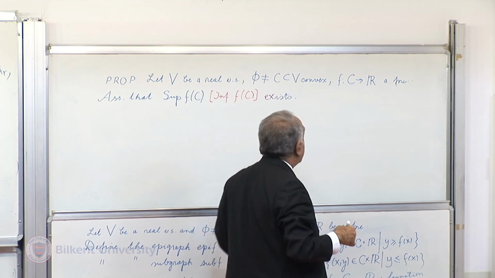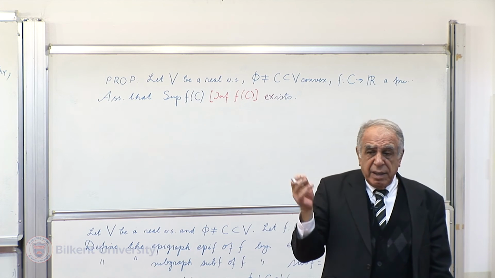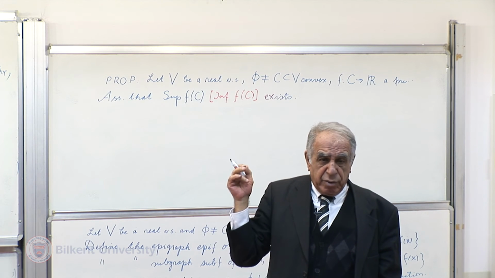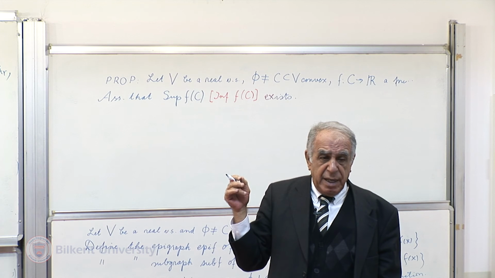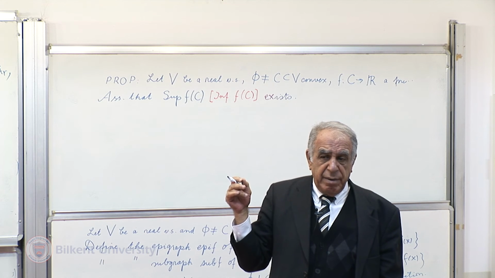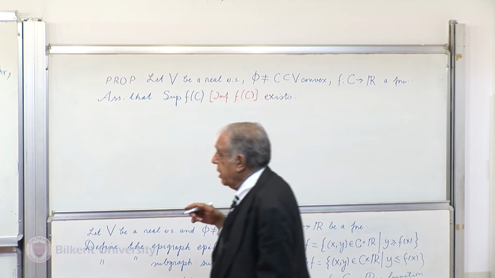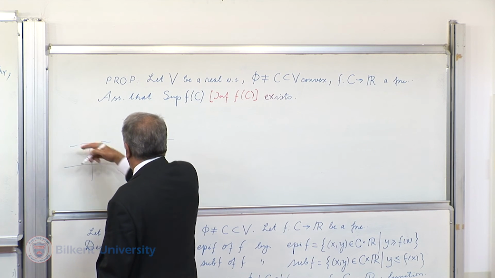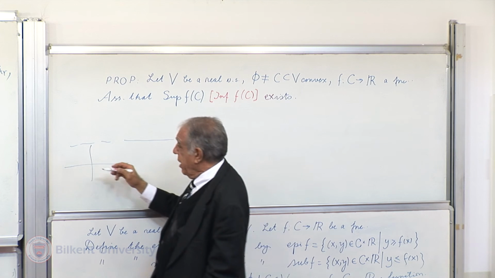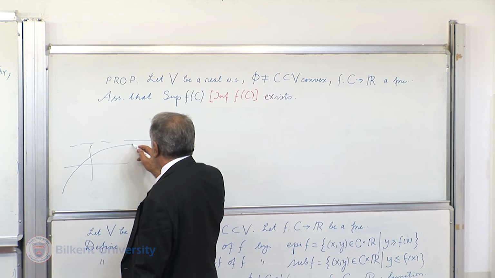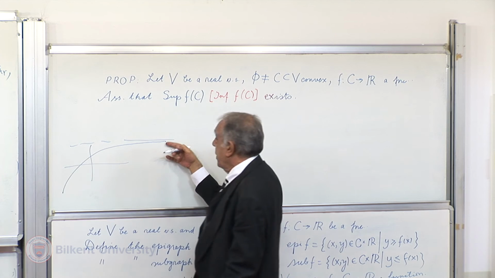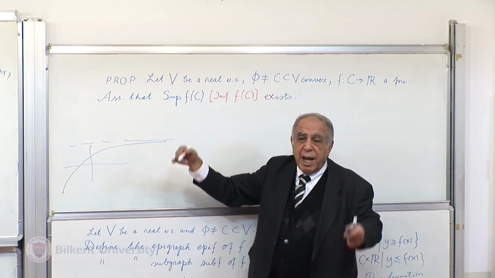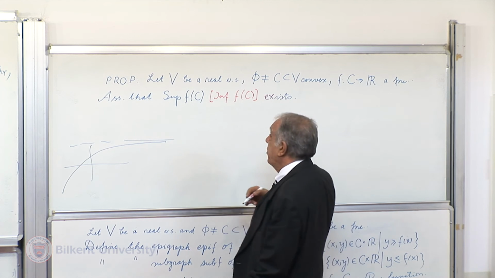If that's the case and the function is, say, concave, and sup f of C exists, will sup f of C be necessarily equal to the maximum of f of C? No. Well, you can have, for example, a horizontal line, and you can have something like this, which approaches it asymptotically. This will be concave, in fact, strictly concave, but that will not be the case.